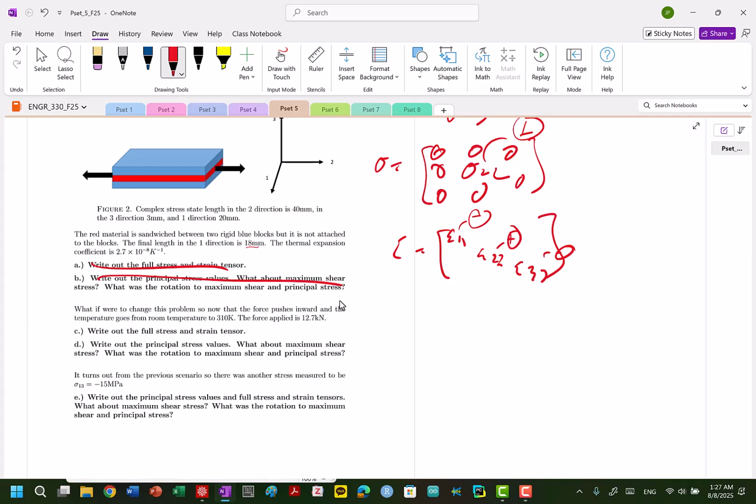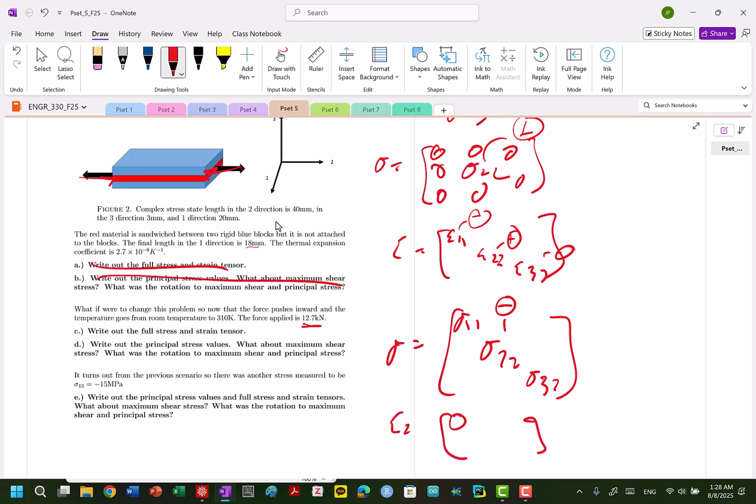All right. So we've done this and we've done this. Okay. So now the force is pushing inward like this. And we have room temperature to 310. So we're increasing in temperature. And the force applied is this value here. So let's look at our new stress tensor. So if we're pushing in, there's a stress 2-2, which is going to be negative. If we're pushing in, there's going to be a stress in the 1-1 and a stress in the 3-3, because the material is wanting to expand. And therefore, there's no strain here, there's no strain here. There will be a strain in the 2-2.